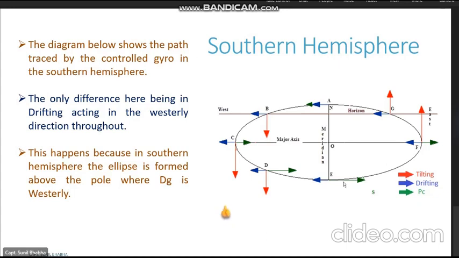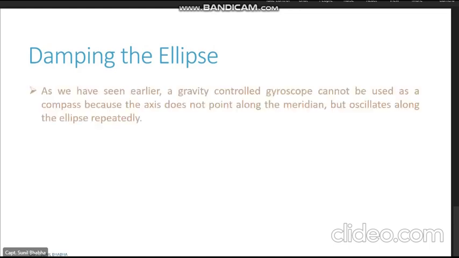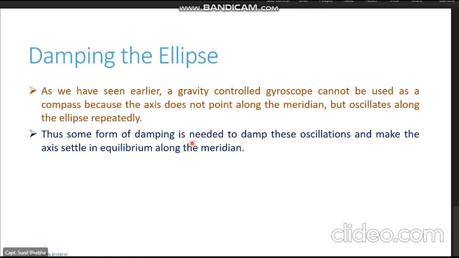Yes. One minute. To see how the elliptical motion of a gravity controlled gyroscope is dampened and how it is converted into a north seeking gyro compass. We have seen earlier that a gravity controlled gyroscope cannot be used as a compass because its axis does not point along the meridian. The axis keeps on oscillating along the ellipse repeatedly. Thus, some form of damping is needed to dampen the oscillations and make the axis settle in equilibrium along the meridian so that we can use it as a direction finding instrument.